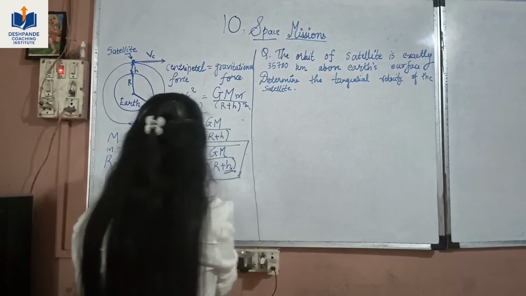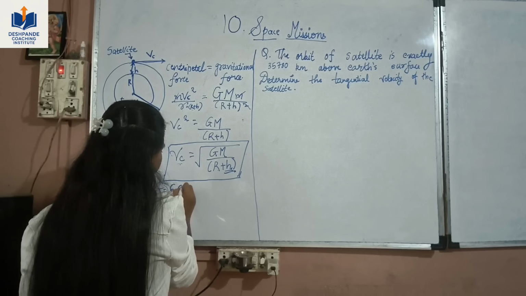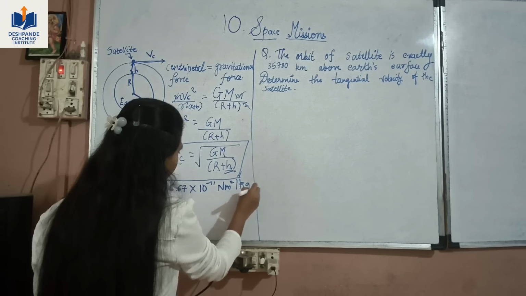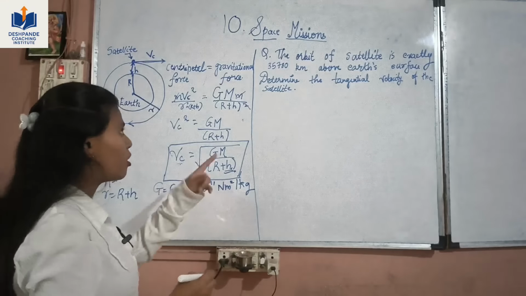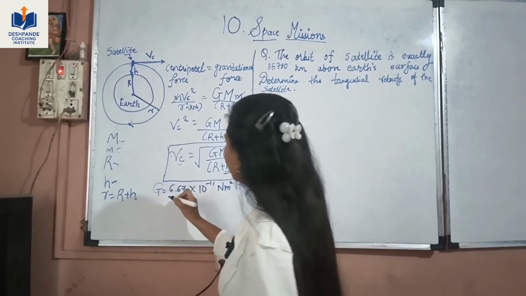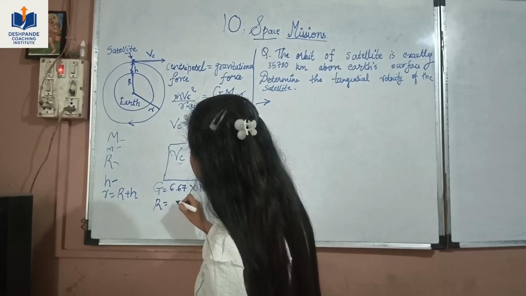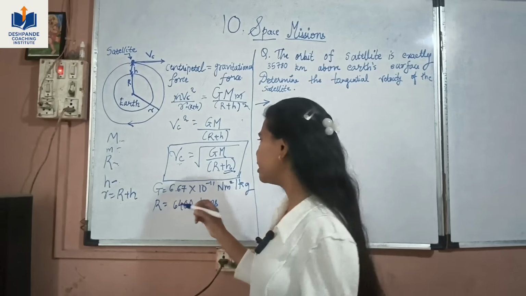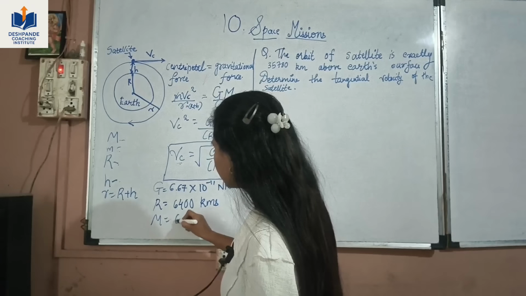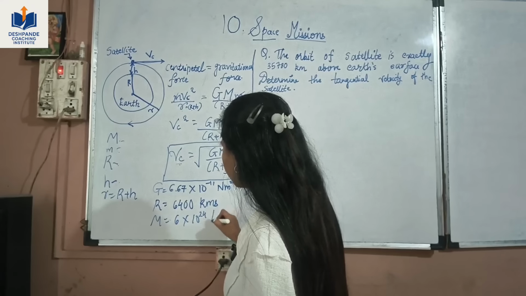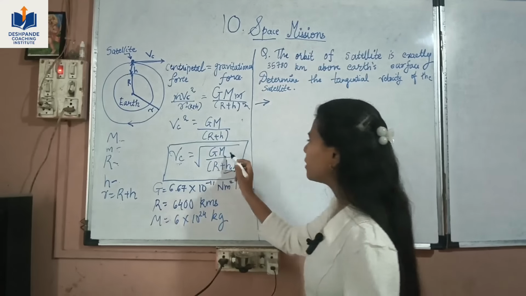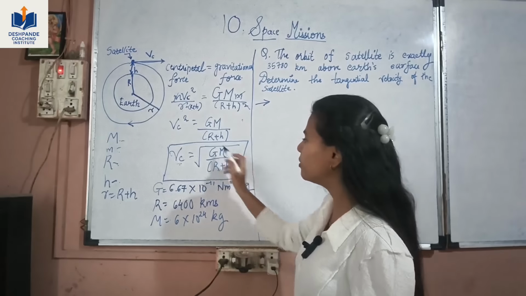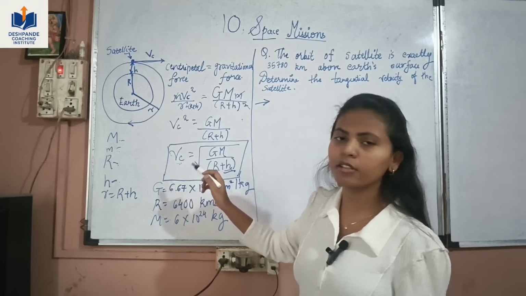First, let me write the values for you. G is the gravitational constant and its value is 6.67 into 10 to the power minus 11. This value you have to keep in mind. It will be constant for all the numericals. The value of the radius of Earth is 6400 kilometers. It will always be constant. And then the mass of Earth is 6 into 10 to the power 24 kgs. So we know all these values G, M, R. Only the h value has to be taken from the numerical, and then we can get the velocity of the satellite revolving in the orbit.